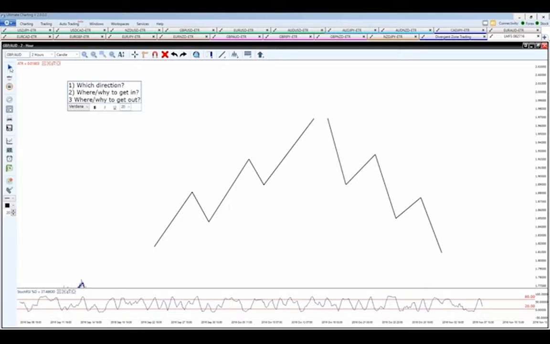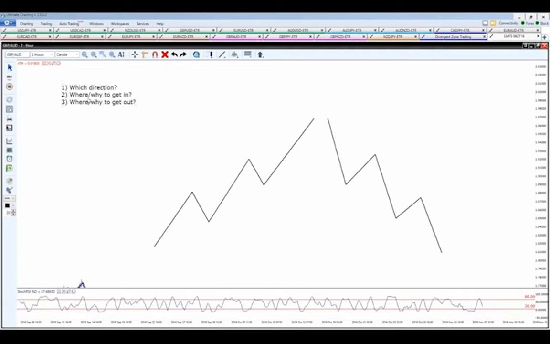So let's answer the questions. Let me pull that back up. Which direction? Number two, where and why to get in. And then number three, where and why to get out. Now I'm going to do some basic analysis to answer these questions. The London Daybreak trading strategy, I'm going to show you something that's going to be even easier than all this here. So just stick with me, I'll show you that here.